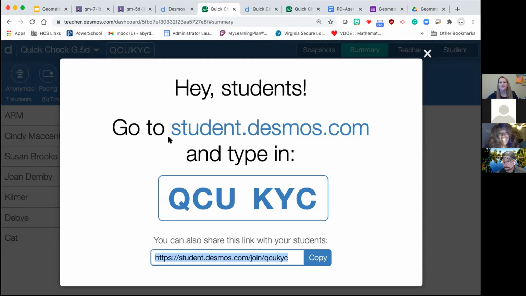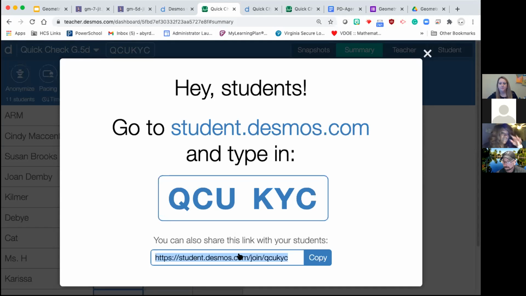Now you're going to go to student.desmos.com or the link that's already been placed into the chat box there. Many times, when you assign a particular activity from the teacher dashboard, if students are unfamiliar with Desmos, you provide them with the link. You tell them to go to student.desmos.com, or you'll see here on the screen that you can share that link with your students by simply copying it and pasting it into the learning platform system that you're using with your school division.